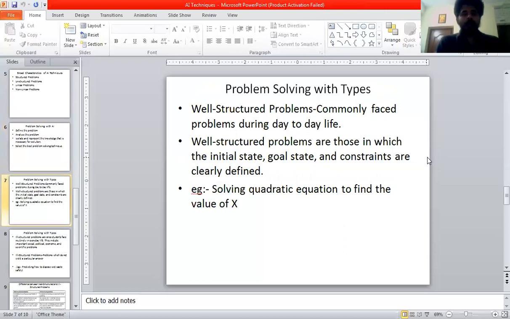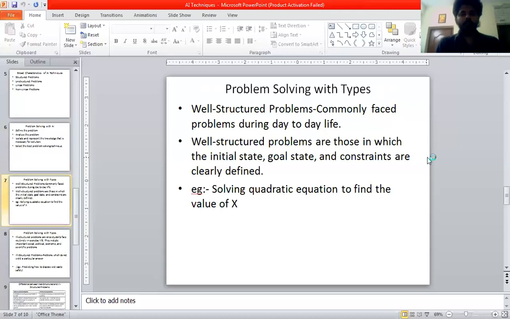Next, what are the different types of problem solving? There will be two different types of problem solving in artificial intelligence. First one is a well-structured problem, and second one is an ill-structured problem. First, we are going to see about the well-structured problem. A well-structured problem is commonly used to face problems during day-to-day life.